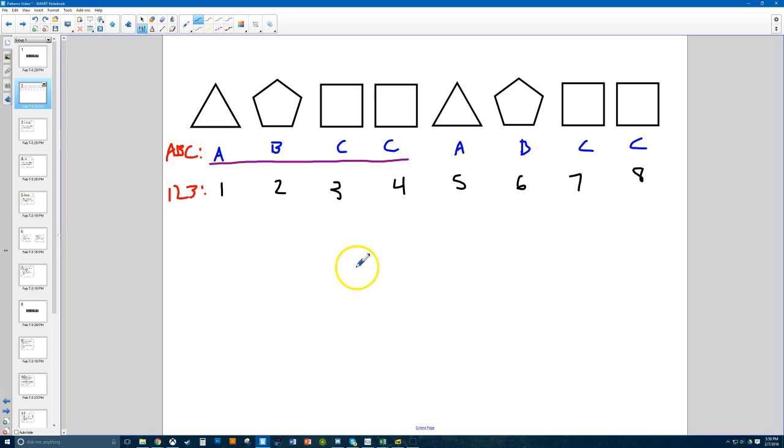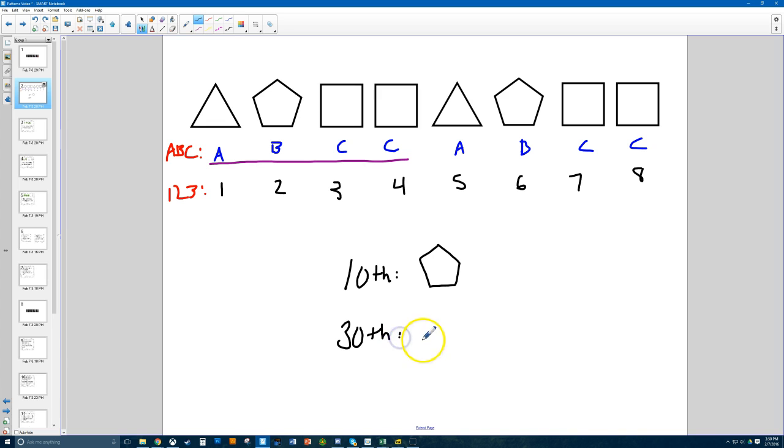Sometimes you'll have questions that ask you things like, what is the 10th term? In this case, you might easily be able to say, okay, if it's A, B, C, C repeating, or triangle, pentagon, square, square repeating over and over again, then after square, square, there's a triangle, then a pentagon. So triangle must be 9, and the 10th term must be a pentagon. Seems pretty simple. But then you might get questions that ask you things like the 30th term.